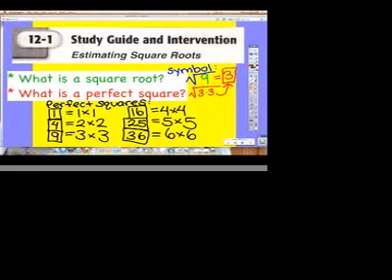Alright, so now we're estimating. So we're finding the square root of 40, but I had you put your calculators back, so we've got to do this in our head. Here's the easiest way to do it. Are you ready? Think of a perfect square that is below 40, but really close to 40. Can you think of a perfect square that's below 40, but really close to 40?